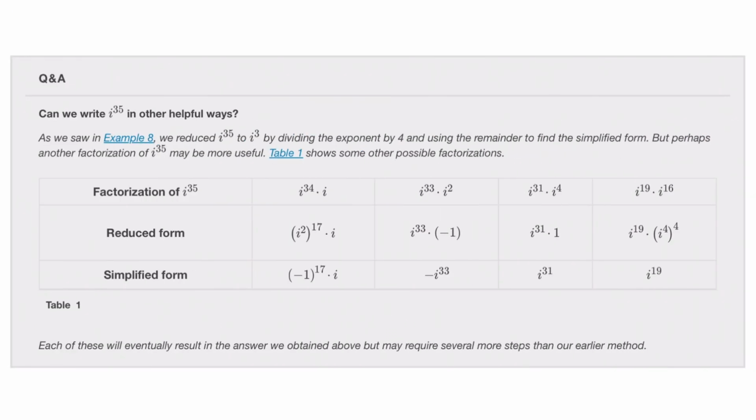Can we write i to the power of 35 in other helpful ways? Factorization of 35. Reduced form. Each of these will eventually result in the answer we obtained above, but may require several more steps than our earlier method. Okay. I mean, that's fine. Yeah, I guess these are just other ways of writing it, but eventually we're still going to get to the same result that we had before.